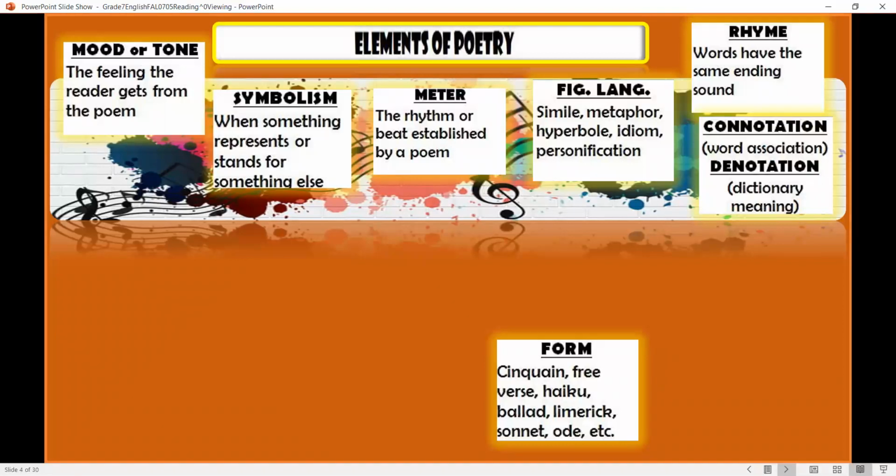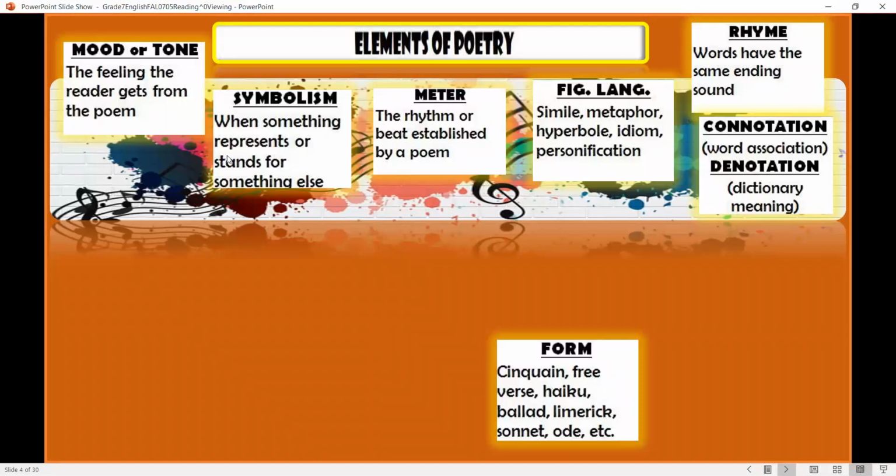So we have connotation and denotation. The only difference between those two words is that connotation is you associating a word with something, but it's not the real meaning. You're using your own meaning or associating it with something else. Denotation is when you give the actual meaning of the word, the actual dictionary meaning.